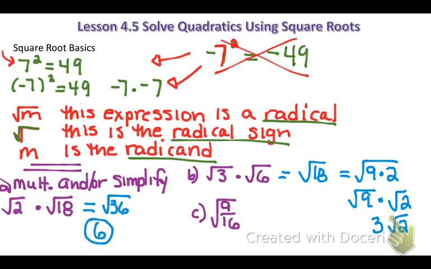My final example, we must simplify the denominator. We cannot have a radical expression in the denominator. So this one happens to be pretty easy. We break it up into 2 parts, square root of 9, square root of 16, so we end up with 3 over 4 as my answer.